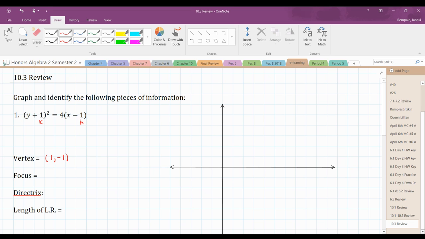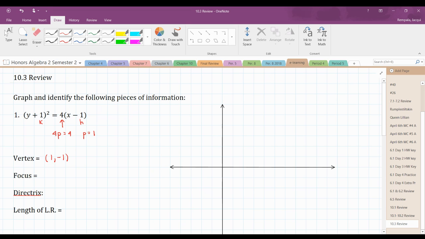To help us find our focus and our directrix, we have to understand what direction my graph is going to be opening. Is it opening up or down? Is it opening left or right? By understanding that, we can figure out what kind of line we're going to have, whether it's horizontal or vertical, and then where our point goes. So we look at the number in front of the non-squared term, and we set that equal to 4p. In this case, 4p equals 4, so when I divide both sides by 4, my p value is +1.